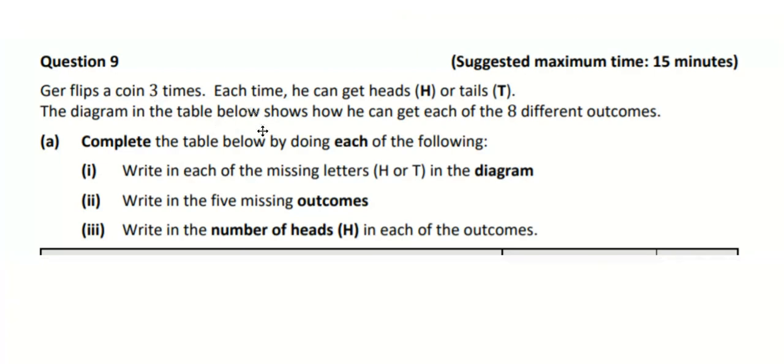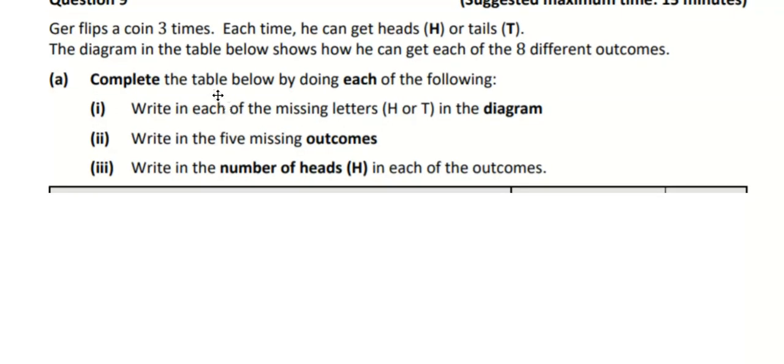Jar flips a coin 3 times. Each time it gets a head or a tail. Complete the table below by doing each of the following. Write in each of the missing letters H or T in the diagram and fill in the 5 missing outcomes. Write the number of heads in each outcome.